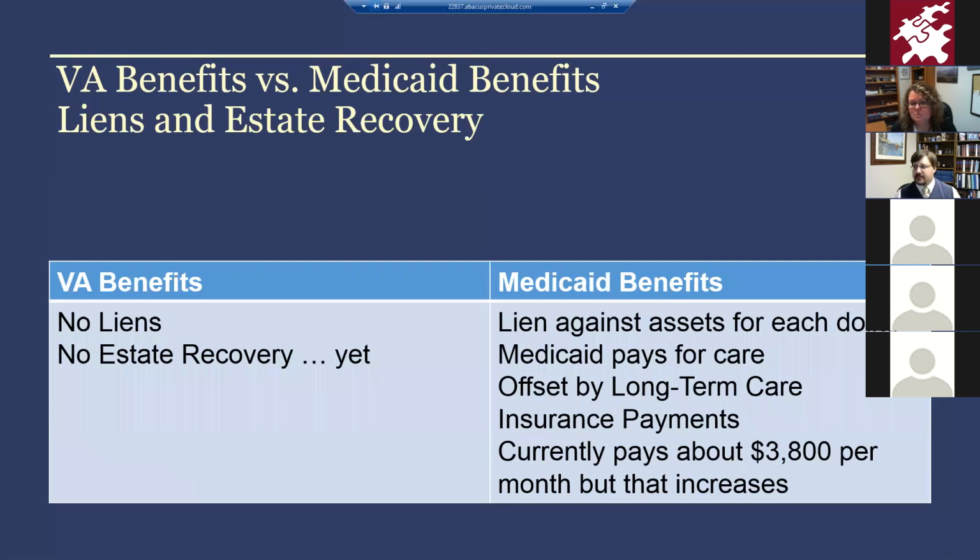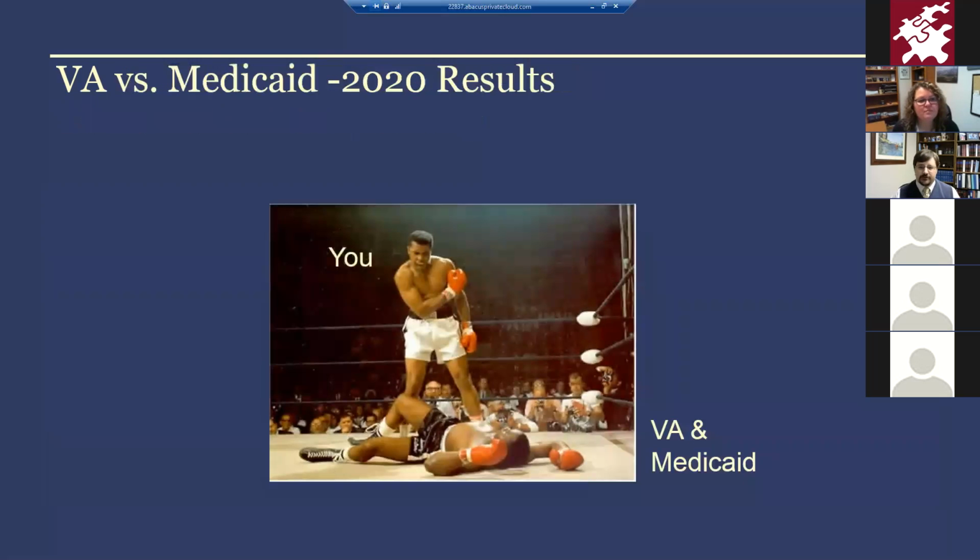What about on the Medicaid side, Joy? We do have Medicaid estate recovery, liens against assets for what's been paid on behalf of the Medicaid recipient. There are some offsets with long-term care insurance, and the state is paying about $3,800 a month. That does increase, but it is lower than it used to be with the state paying the full benefits. So hopefully now that we've had about 45 minutes to an hour to talk about that, the result of VA versus Medicaid is you being in control of both of those.